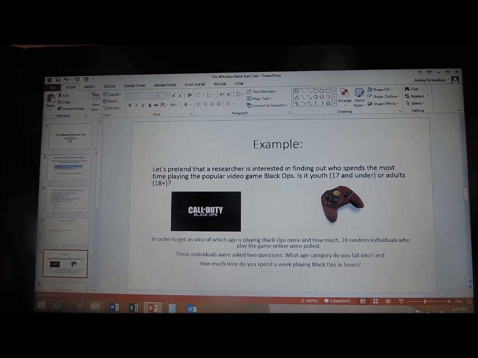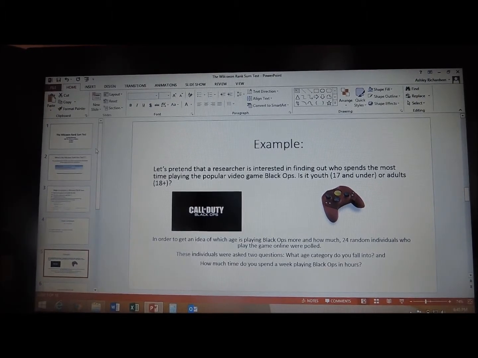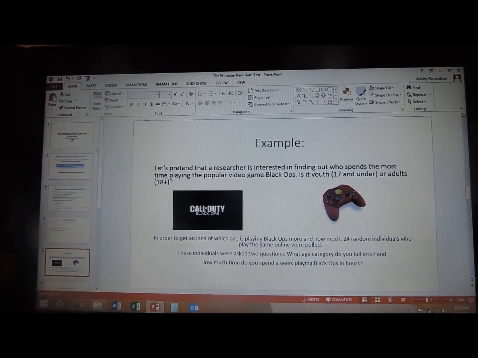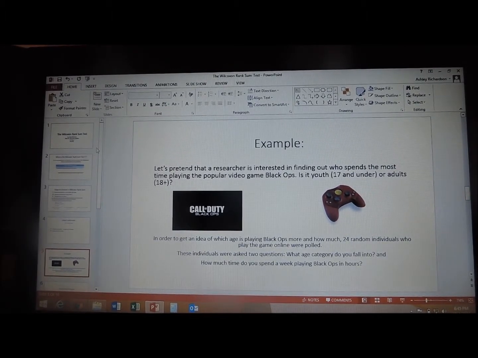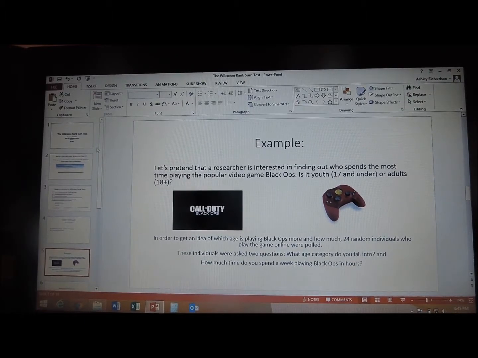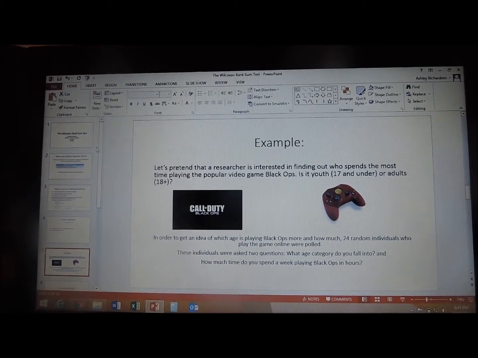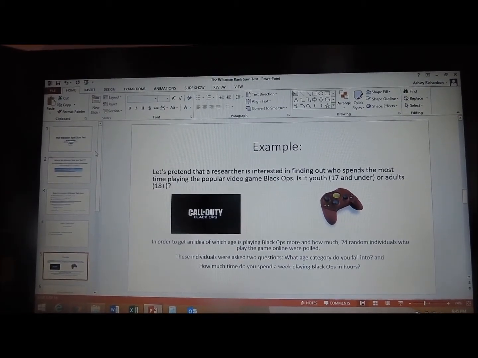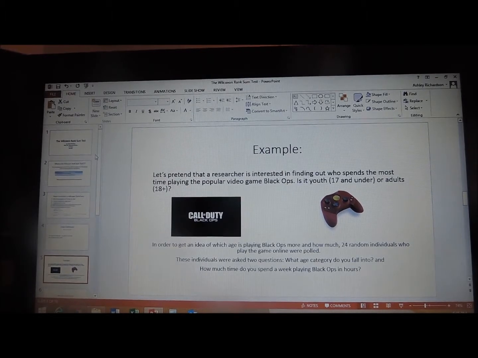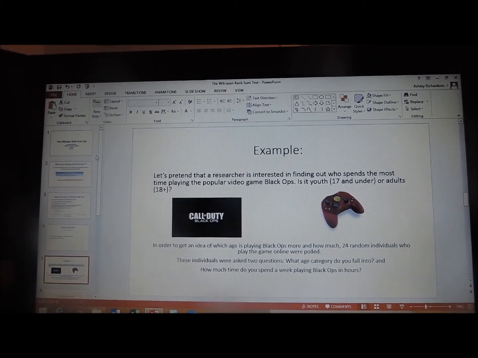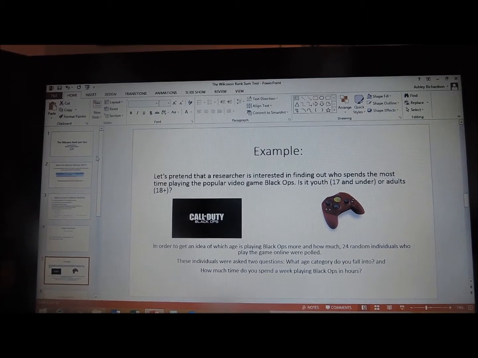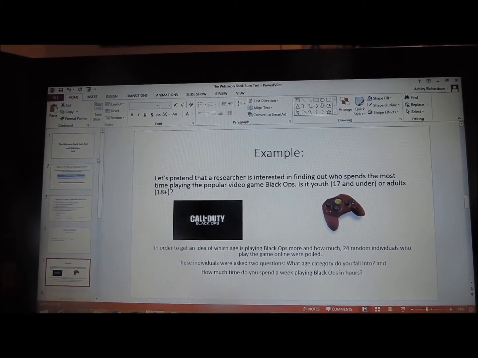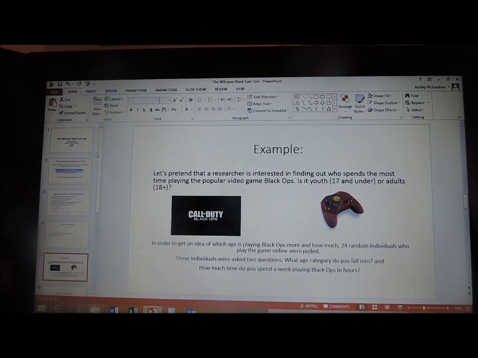Okay, let's do an example. Let's pretend that a researcher is very interested in finding out who spends the most time playing the popular video game Black Ops. Is it our youth who are 17 and under, or our adults 18 and over? In order to get an idea of which age is playing Black Ops more and how often, 24 random individuals who play the game online were polled. These individuals were asked two questions. What age category do you fall into, and how much time do you spend a week playing Black Ops in hours?